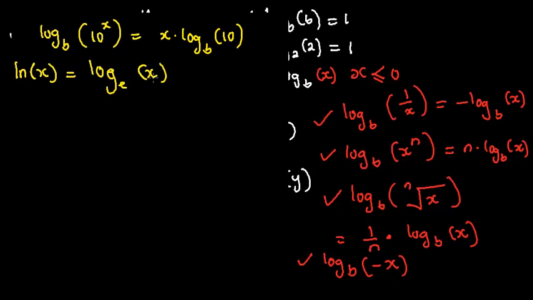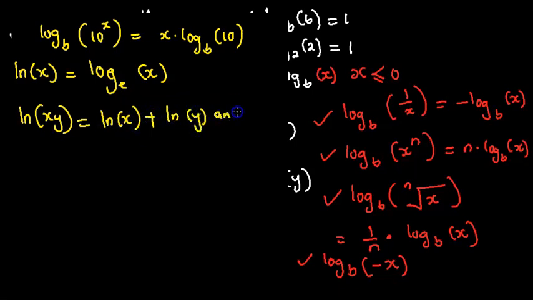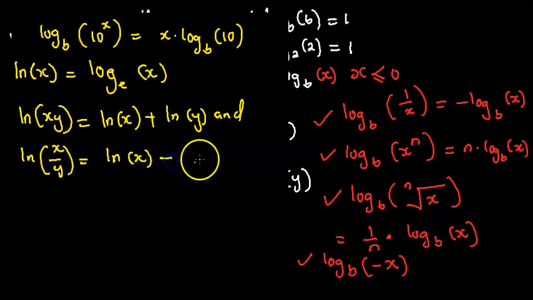What about the properties of the natural logarithm? In this case, let's say we have ln of xy. This is simply going to be ln x plus ln y. And what if we have ln of x divided by y? This is simply going to be ln x minus ln y. Similar to the logarithm with other bases, these properties apply specifically to the natural logarithm. First thing you need to do is to compute the natural logarithm of the product or quotient of two numbers.